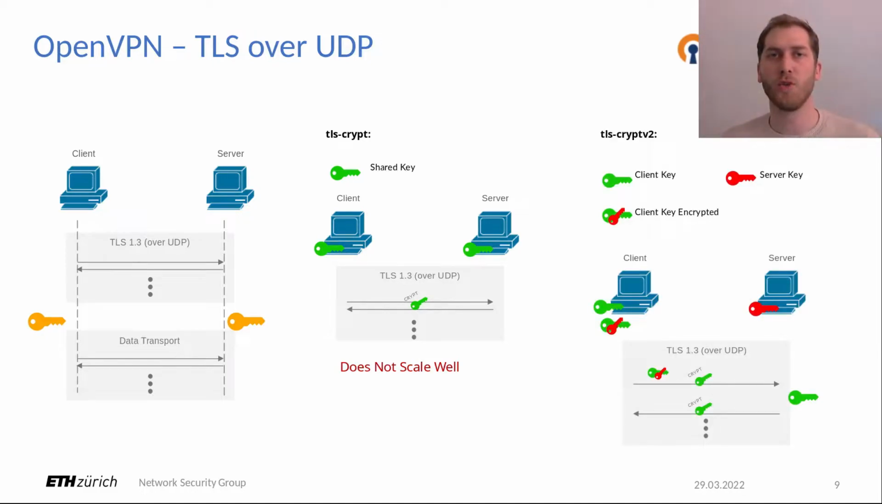To address this issue, OpenVPN came up with TLS crypt version 2. With TLS crypt version 2, each client can have a separate key to authenticate and encrypt the TLS packets. Each client also gets its key encrypted with the server's key. This wrapped key is then sent in the initiation packet to the server, such that the server can obtain the client's key and does not have to keep a list of all the client keys.